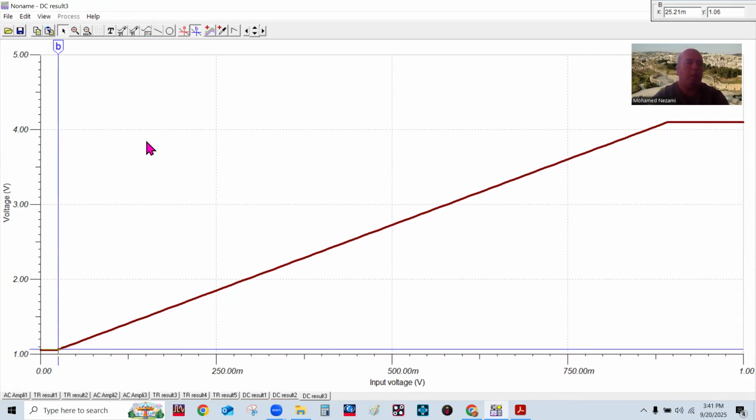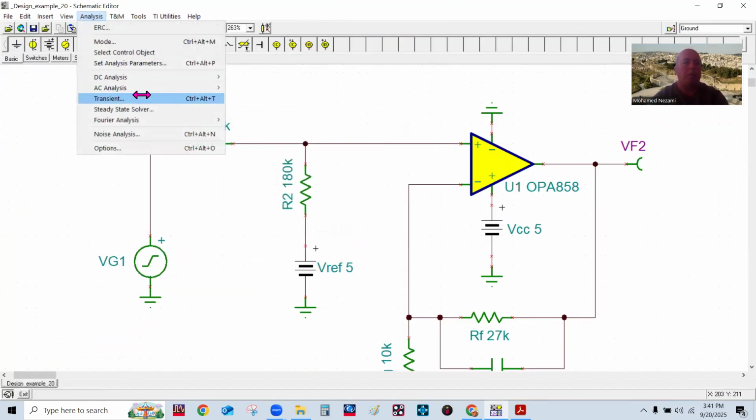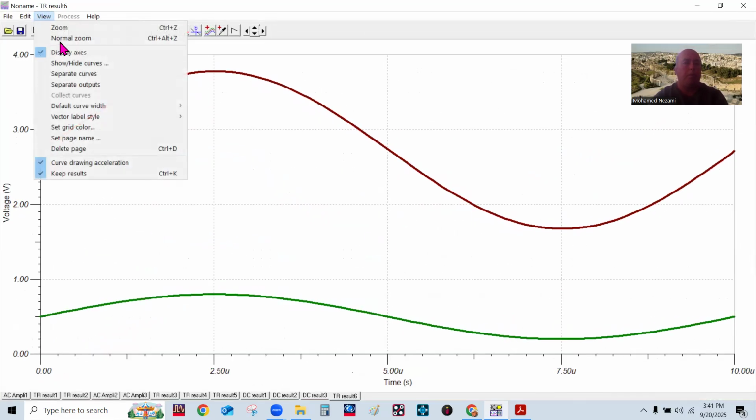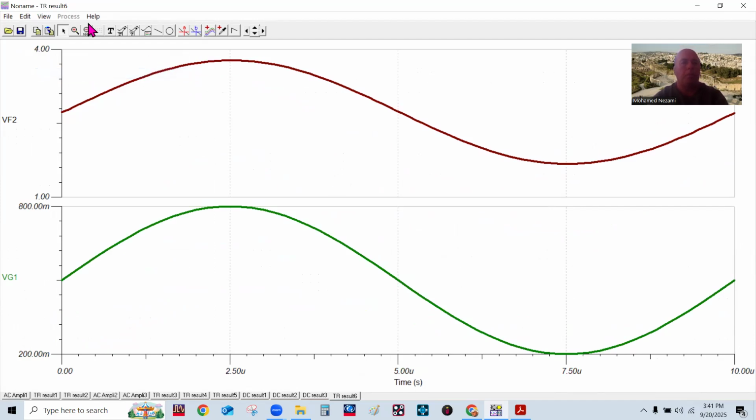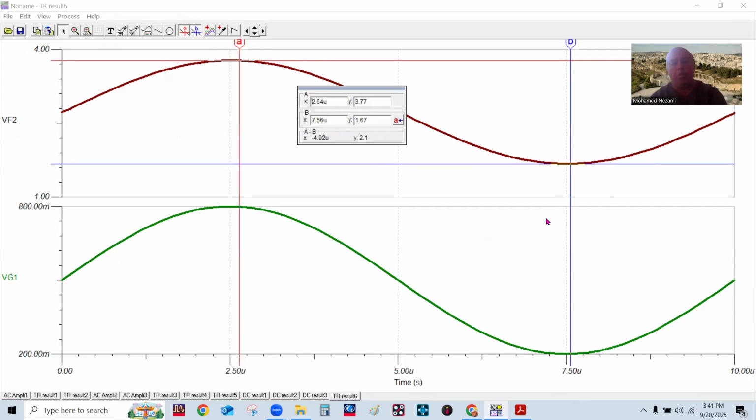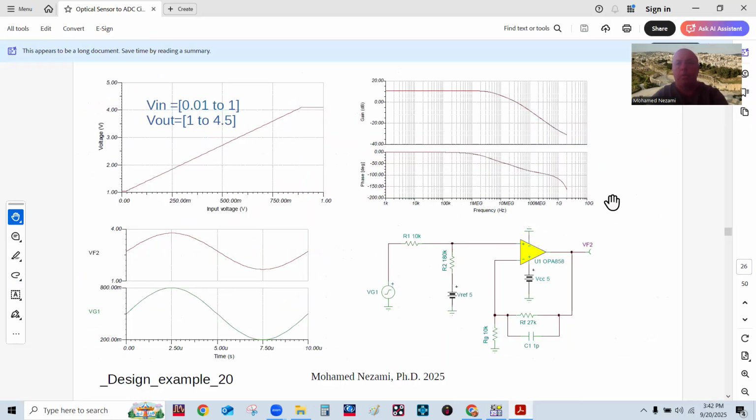Let's look at the AC response of this, the transients. I have a 200 megahertz signal in there. You can see that this is the output. This is the maximum, 3.7 right now, to this one, which is 1.5. So we can see what it's going between the ranges, and that's correct. So anyway, let's go further.